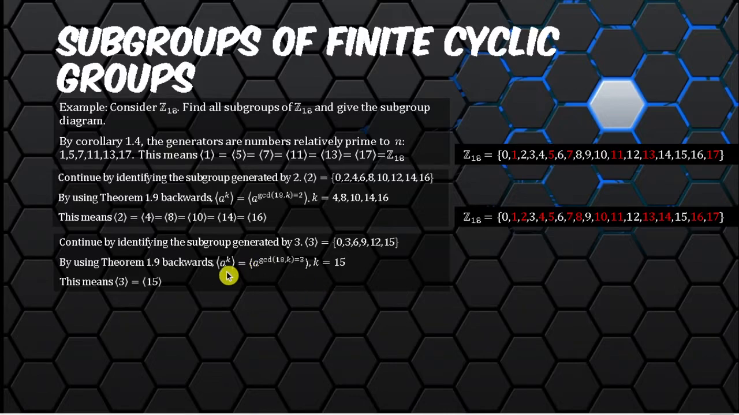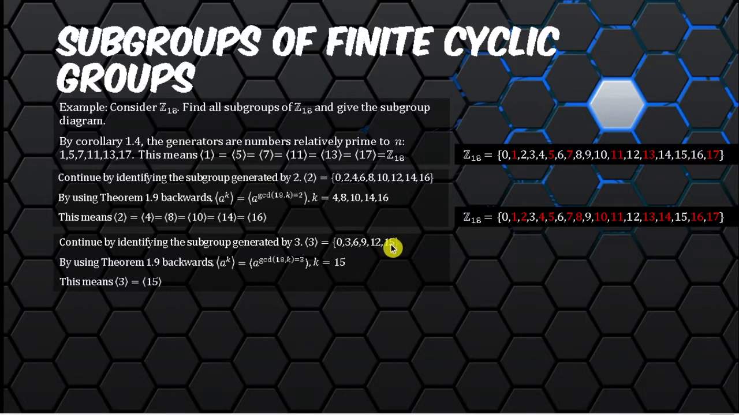Ganon din, continue by identifying the subgroup generated by 3. Yung hindi pa nabibigyan ng sagot ng subgroup. By manual computation, the subgroup generated by 3 is, how did we arrive at this? Ganon din, 3 raised to 1, 3 raised to 2, 3 raised to 3, hanggang sa makuha mo yung identity element. We see that the order is 1, 2, 3, 4, 5, 6. So this is actually, yung 15, this is the same as 3 raised to 5. Tama?